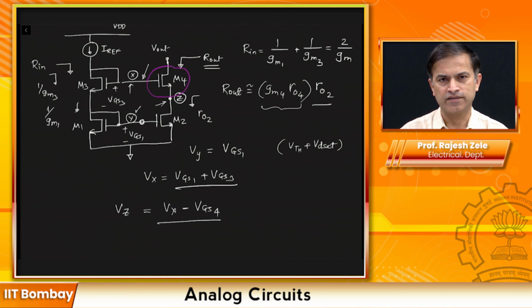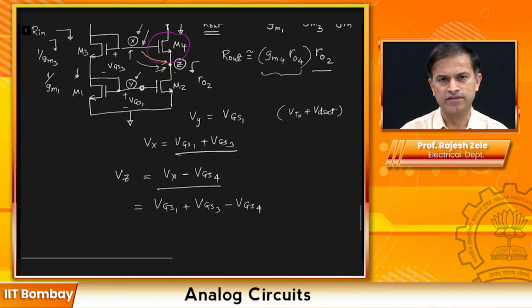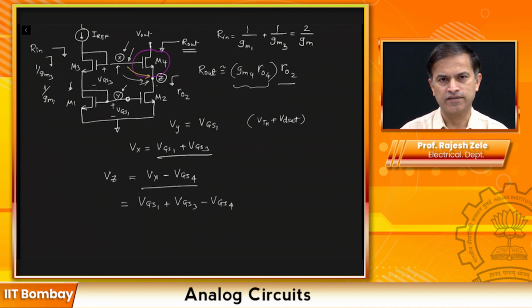At node Y, which is marked over here, you have VGS1. At node X, you have VGS1 plus VGS3. And when you go to node Z, which is over here, you will see VGS1 plus VGS3 minus VGS4. Okay, because you have to go down from this to this by VGS4. Since everything is matched, VGS3 and VGS4 should be identical. Also, VGS1 and VGS2 should be identical. So, since VGS3 and VGS4 are identical, they will go away.